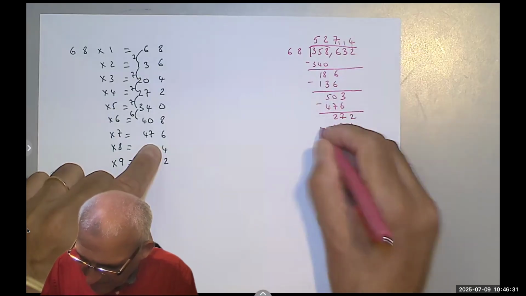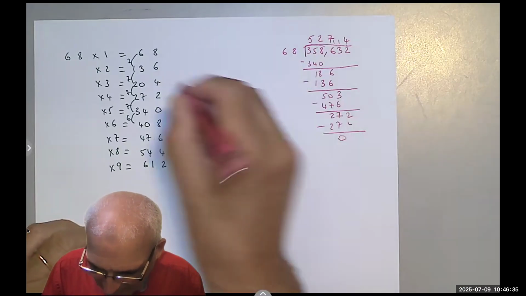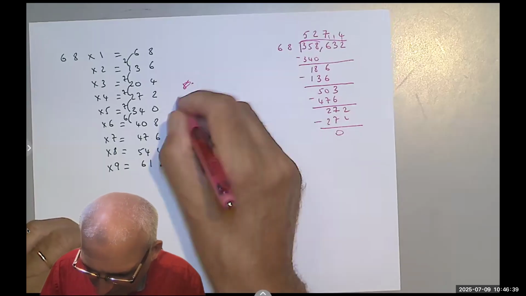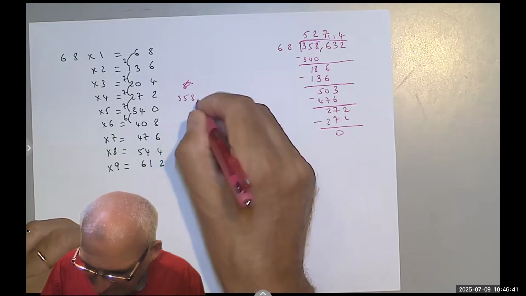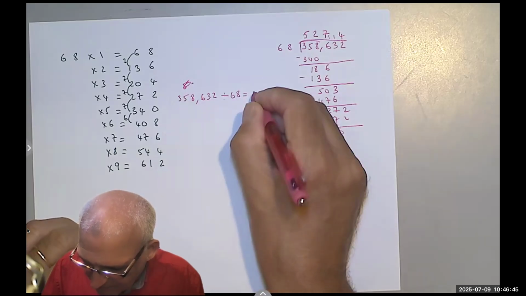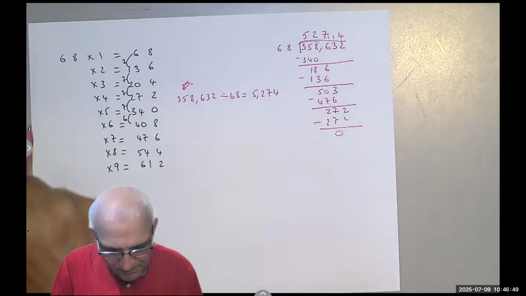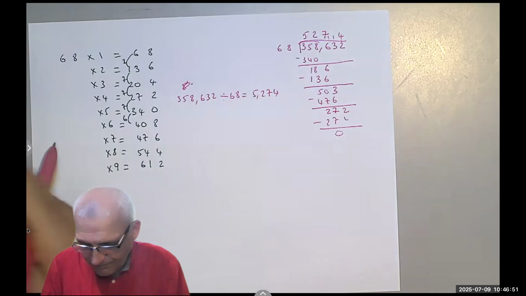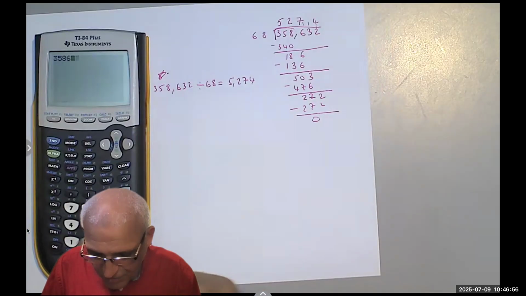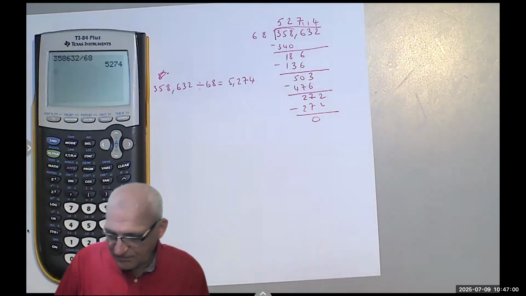272 minus 272 is 0. We are done. So the answer, I'm sorry, I could have added the comma: 358,632 divided by 68 equals 5,274. You get 5274.